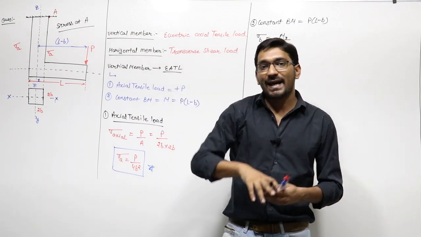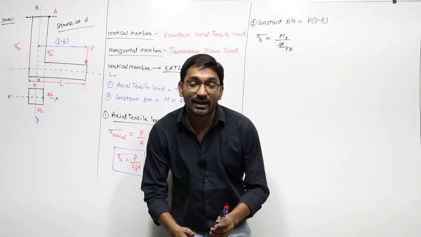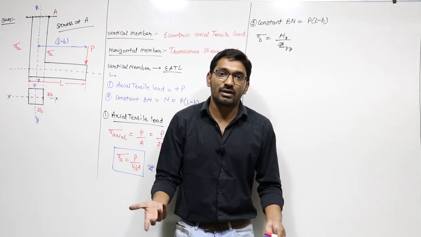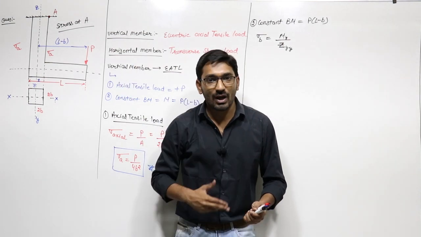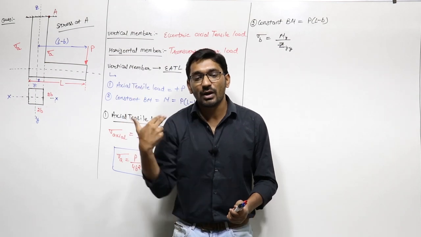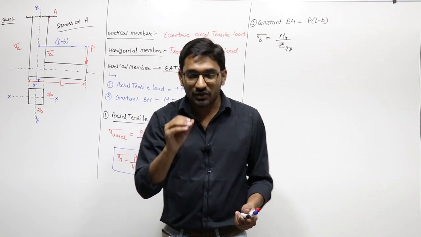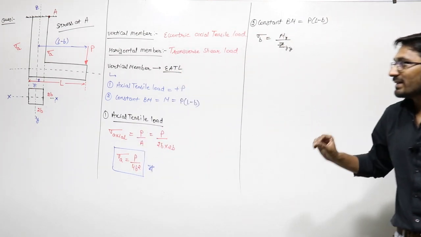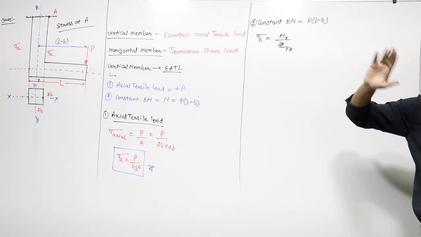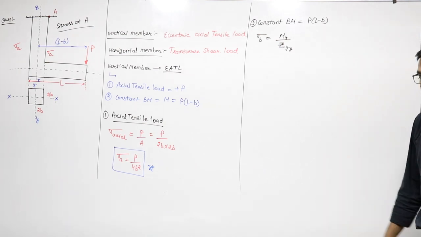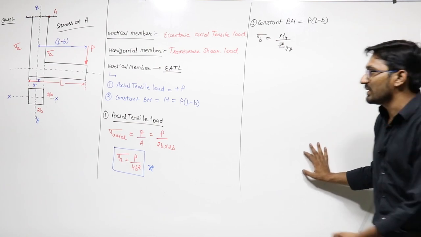But there may be a case when he will give you a rectangle, then moment of inertia about the two axes will be different. One is BD cube upon 12, another is DB cube upon 12. This is a square section, that's why it is immaterial, but still you have to learn how to take the section here, either YY or ZZ or XX. You have to choose it wisely.